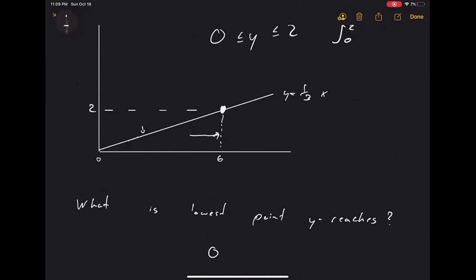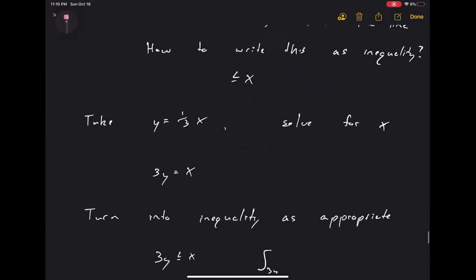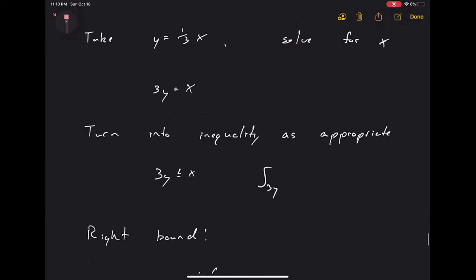Okay. So I have this vertical line here. Another way to think about it is this is the vertical line, x equals 6. So my x coordinates are to the left of that line. So I should have x is less than or equal to 6. Okay. So my upper bound of integration should be 6.